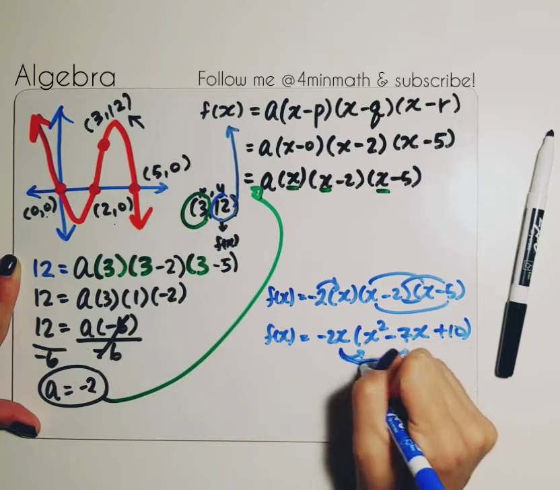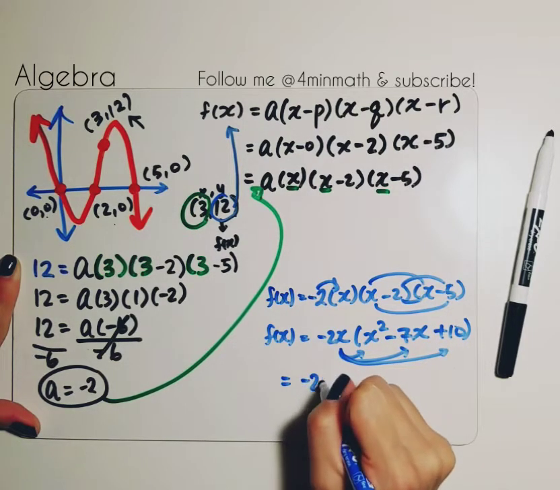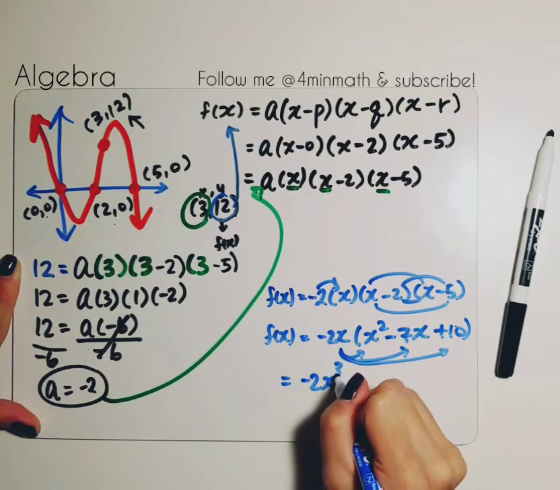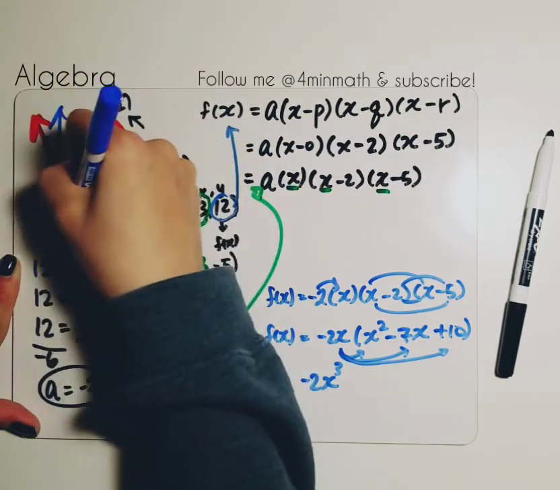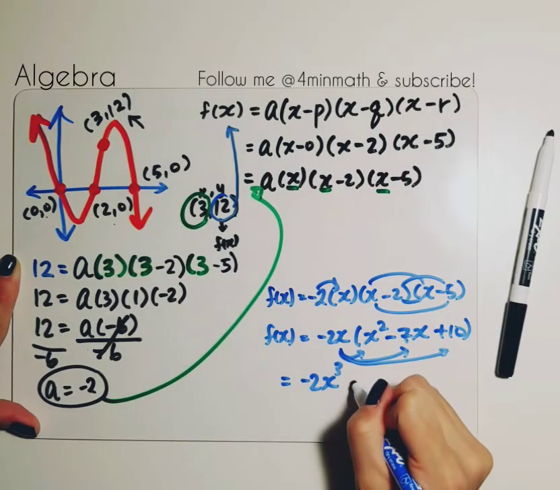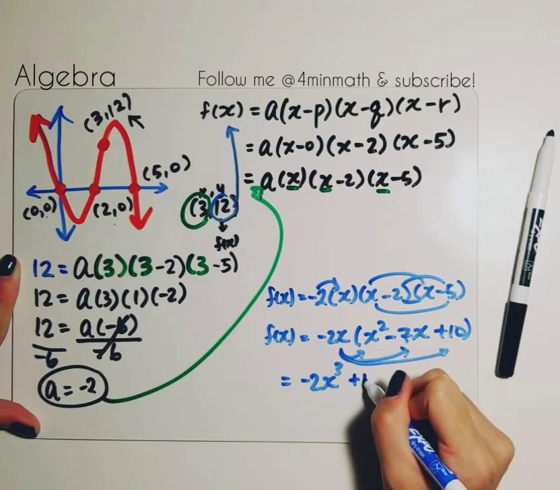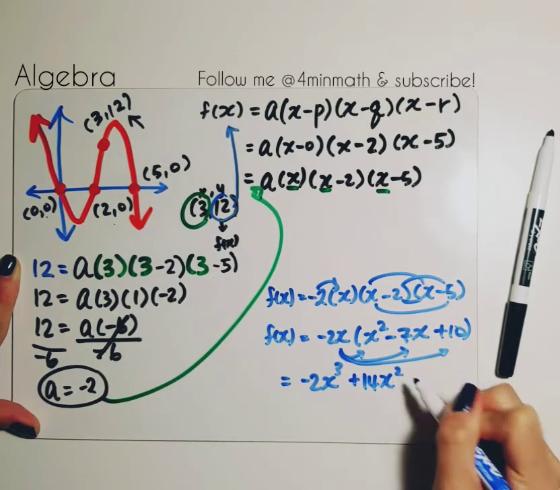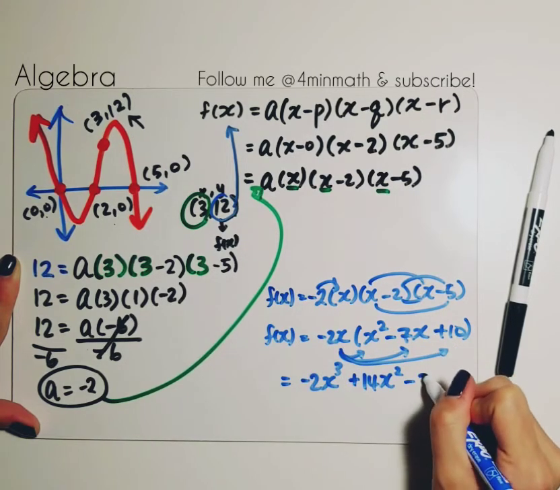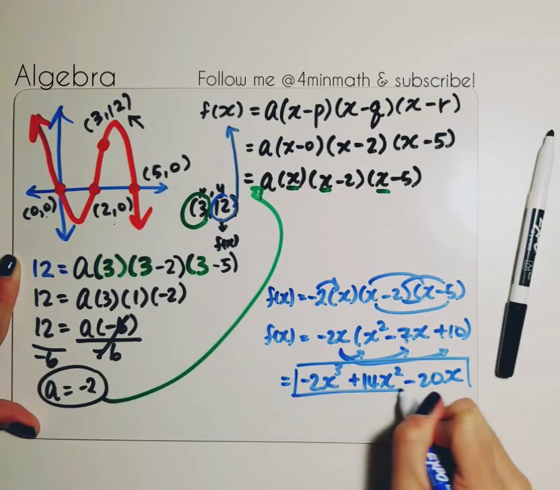I need to distribute negative 2x, so we get negative 2x cubed, and we know that this is a cubic function. Cubic functions look like that, so we have a degree of 3, and then negative 2 times negative 7 is positive 14x squared, and then lastly we have negative 20x, and this is your cubic function.